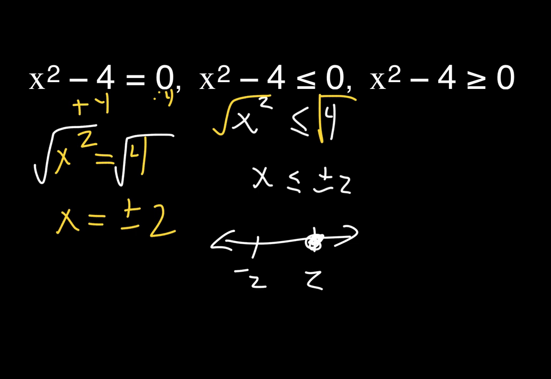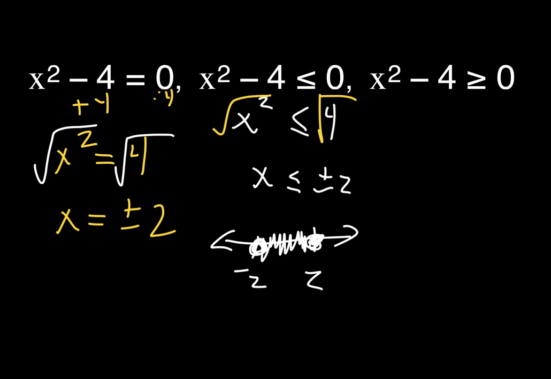0. 0 is in between here, between my two values of plus or minus 2. 0 minus 4 is negative 4. Is that less than 0? Yes, which means I'm shading in between. I get to negative 2. I also know there's a closed dot there, but then if I get beyond negative 2 to like negative 3, negative 3 squared is positive 9. 9 minus 4 is 5. Is 5 less than 0? No, it's not.